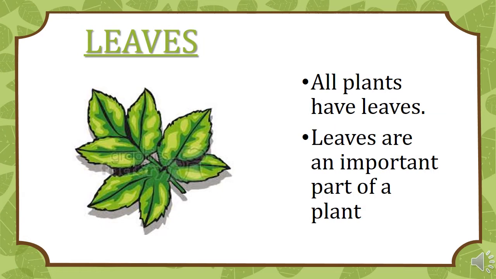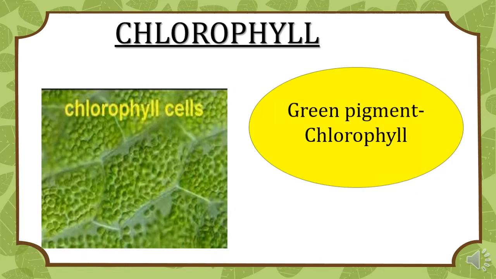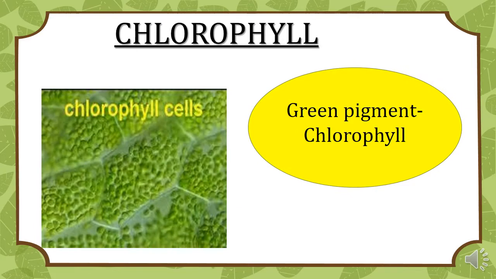As we know, all plants have leaves. Leaves are an important part of a plant. Chlorophyll. All green leaves contain a pigment called chlorophyll. Chlorophyll gives the leaves their green color. It also helps the leaves to make their food.